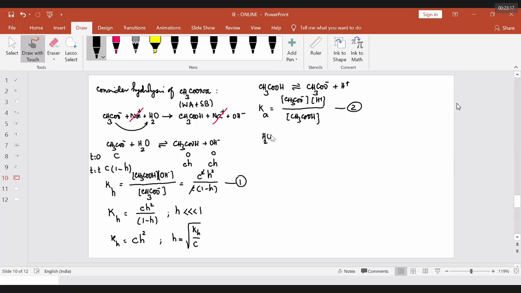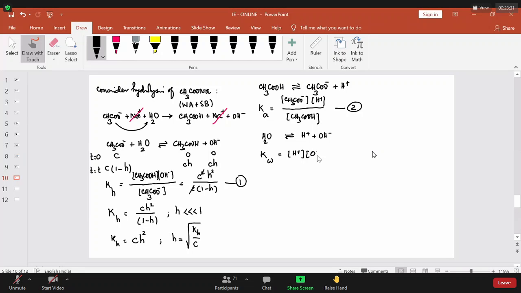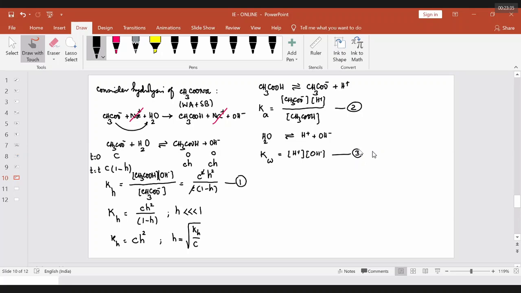Who is that fellow? Our green friend, known as the water molecule. It will give you H plus and OH minus. If it is so, then we say Kw is equal to the concentration of H plus ion into the concentration of OH minus ion. This implies that whenever we are discussing salt hydrolysis, we have to consider all the possible equilibria in the container. Right.